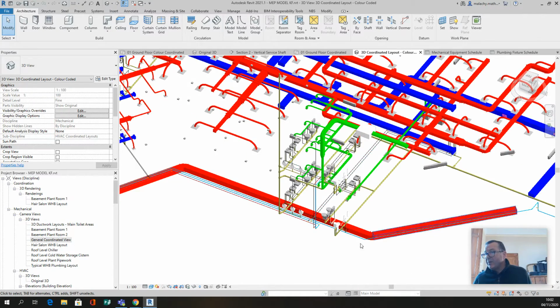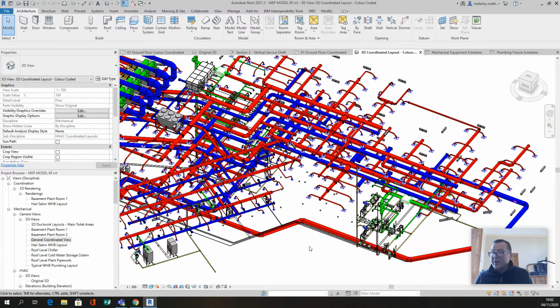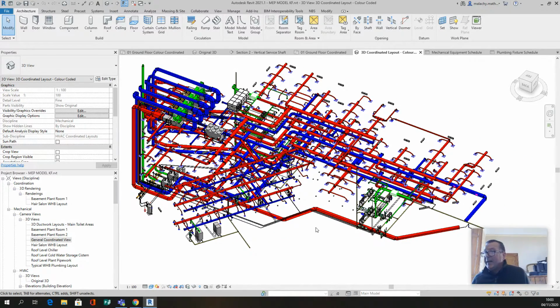And so look, I hope that's given you an idea of the scale of the amount of services that would be required for the buildings that you're looking at there, and how they are modeled up using the architectural model as a base. Okay, hope you enjoyed having a look at that.